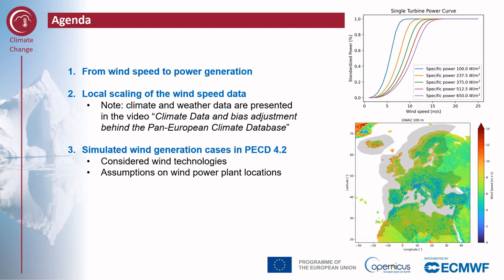Please note that there's a separate video about the climate and weather data and the general bias adjustment procedure. But here we will look at the specifics on what we do with the wind speed data to scale it locally for even higher accuracy. We will also look at an overview of the simulated wind generation cases in PECD 4.2.